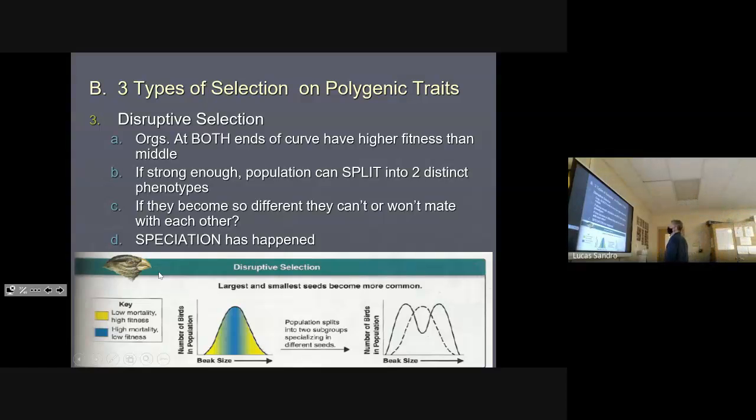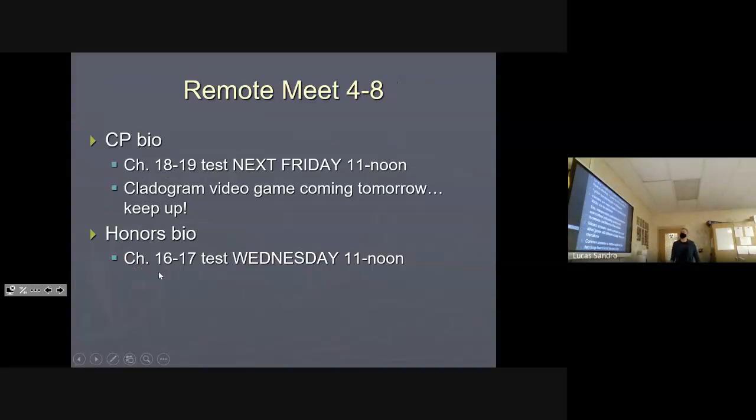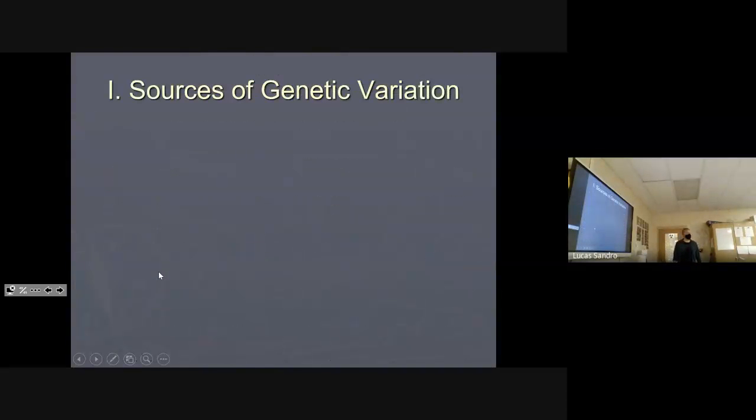Let's just talk about traits for a second. This genetic variation that you have to have for natural selection. It doesn't work without it, right? You need genetic variation, you need overreproduction, you need competition. Where does the genetic variation come from? Where do you get new traits?